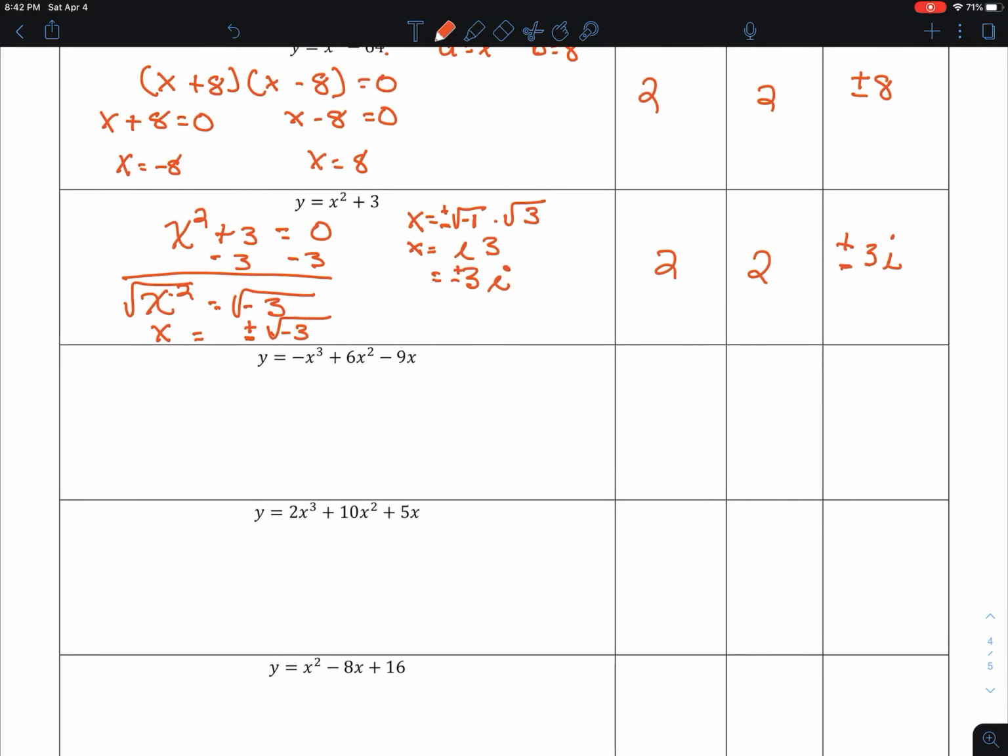Alrighty, let's do another one. This one is a cubic function, so the maximum number of roots will be 3. Let's see how many we actually have. The first question we always ask is, is there a GCF? So let's go ahead and factor out the GCF, a negative x. When I divide this by negative x, I get positive x squared, then minus 6x, and plus 9, because I'm dividing each of these by negative x.